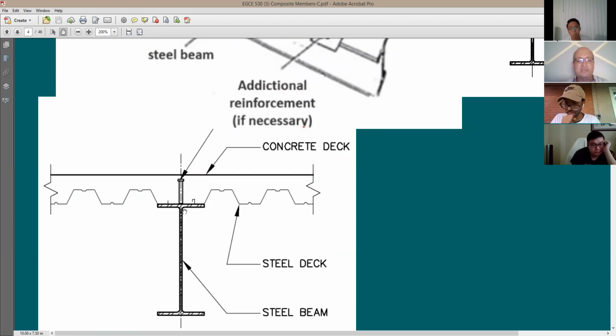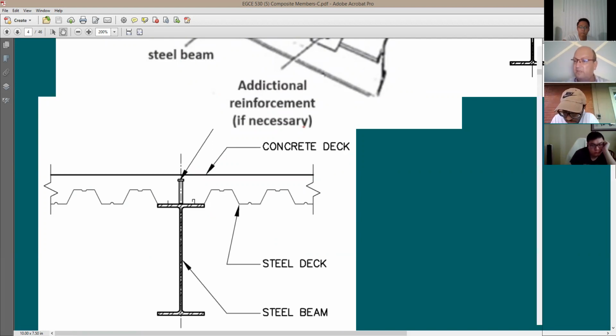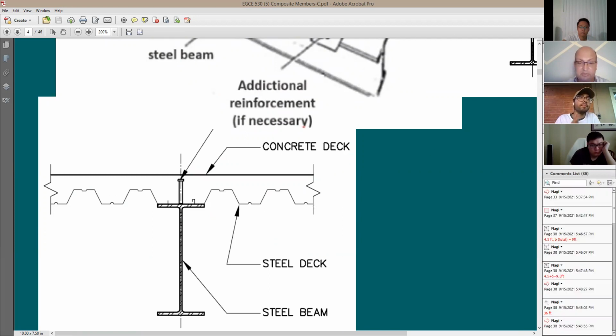So we have two cases here. We have one case when this flute is perpendicular to the beam. We have another case when this flute is parallel to the beam. And then we have a third case when we have just a solid concrete deck, like the examples we have been solving, right? You have here a solid concrete deck.